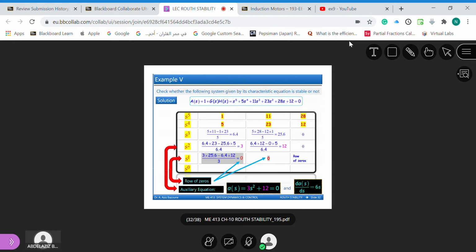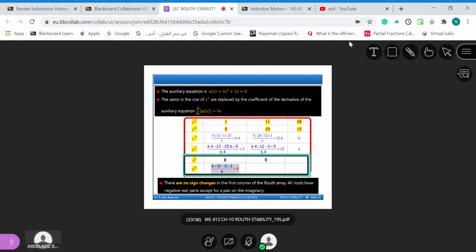So this is what we did. We got a row of zeros here. We took the auxiliary equation, 3s squared plus 12, which is this one. We differentiated, we got 6. So this 0 here will be replaced by 6, and you will see how we replaced it in the next slide. So I replaced this one by 6 here.